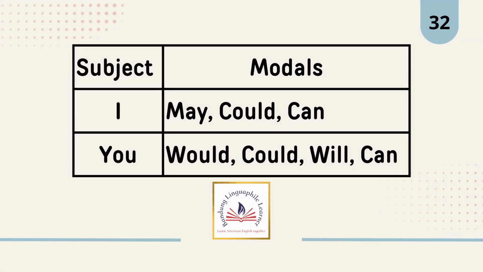Six modal verbs are commonly used to express requests such as may, could, can, would, will, and can. When making requests, the interaction usually involves two parties, the speaker, I, and the listener, you. In this context, the speaker is asking the listener for something, such as permissions, assistance, or favor.